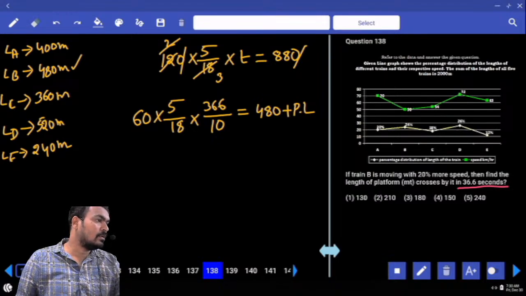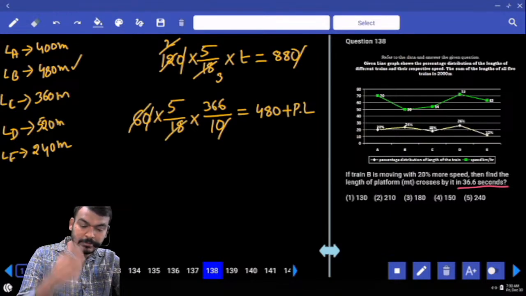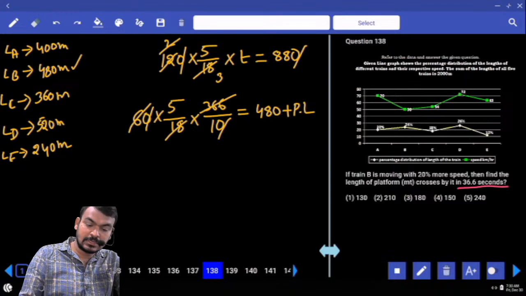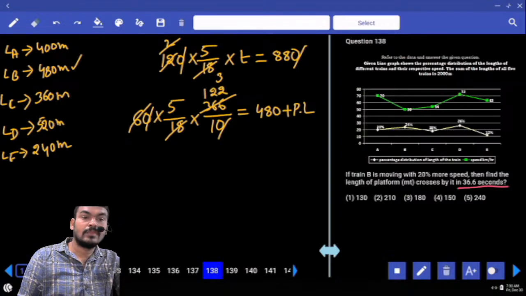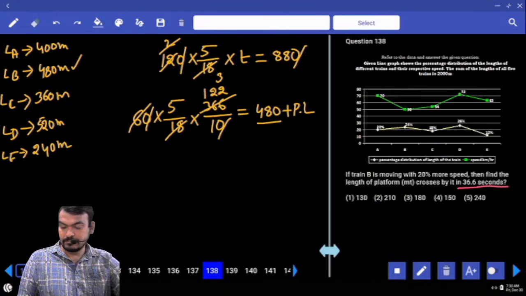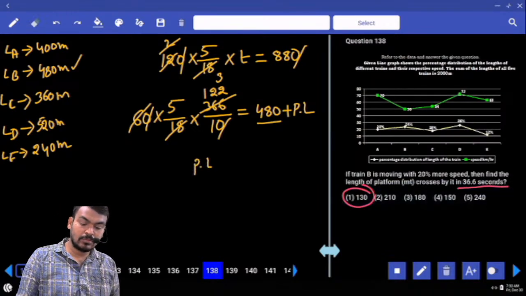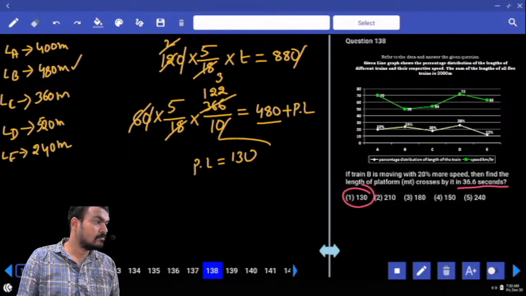Speed into time equals distance, or not? Numerator 0, denominator 0 cancel. 6 how many times? 18. 3 times. 3 how many times? 366. 1, 2, 2, or not? 122 into 2. 610, or not? 610 and 480, the difference is 130, or not. Means the platform length is how much? 130.